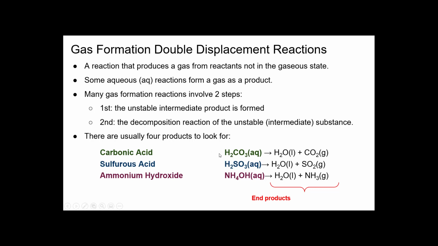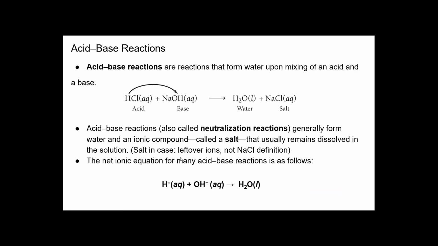When you are balancing and switching partners, what you will notice is that you might make one of these as a product. This is the unstable intermediate product. It will not stay. It decomposes, and the final product is water. If you have carbonic acid, you end up with water and CO2 gas. If you have sulfurous acid, you end up with water and SO2. And if you end up with ammonium hydroxide, you end up with water and ammonia. So this is a good thing to take notes on, because these are things that people tend to forget.